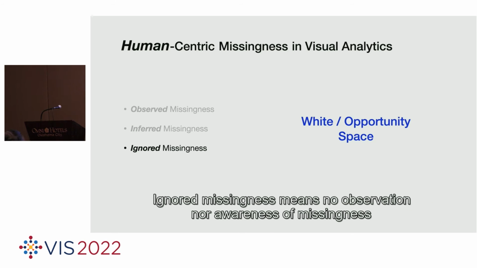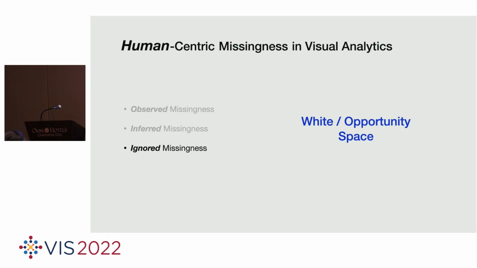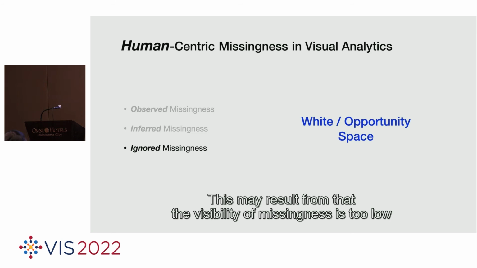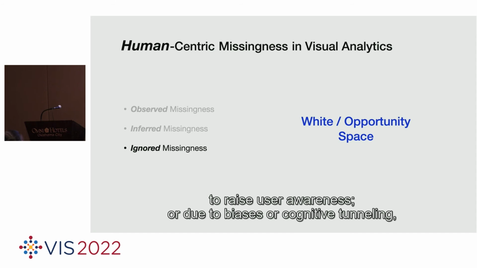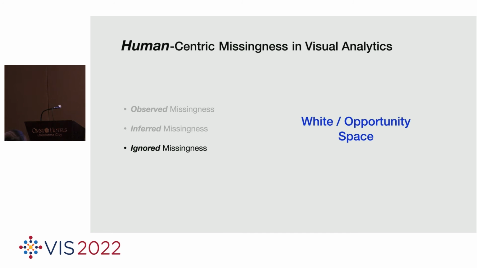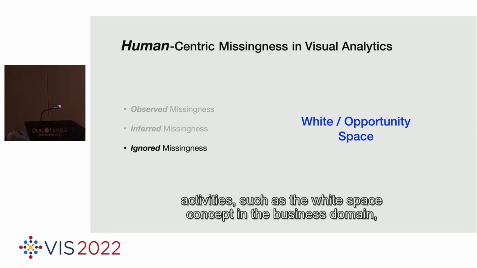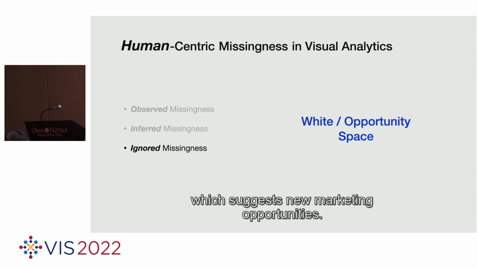Ignored missingness means no observation nor awareness of missingness, and the presence of possible missingness is not considered. This may result from the visibility of missingness being too low to raise user awareness, or due to biases or cognitive determining, user turns a blind eye to possible missingness. However, the ignored missingness may bring critical value for sense-making activity, such as the white space concept in the business domain, which suggests new marketing opportunities.